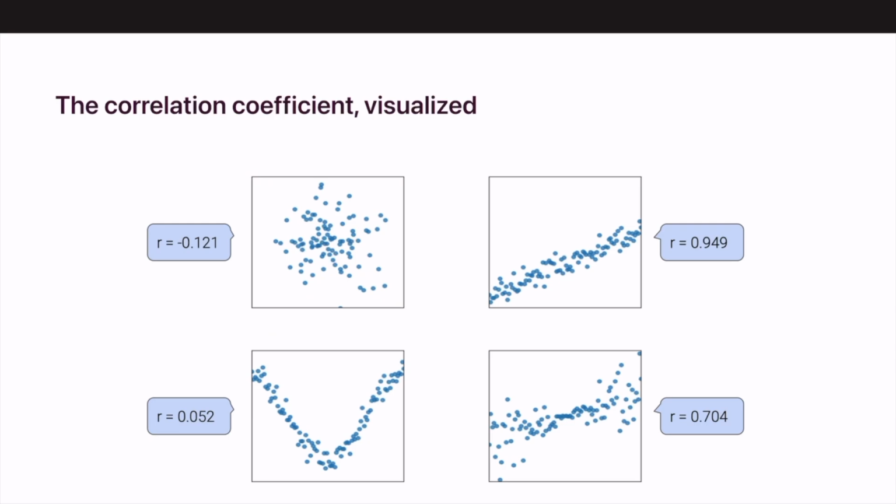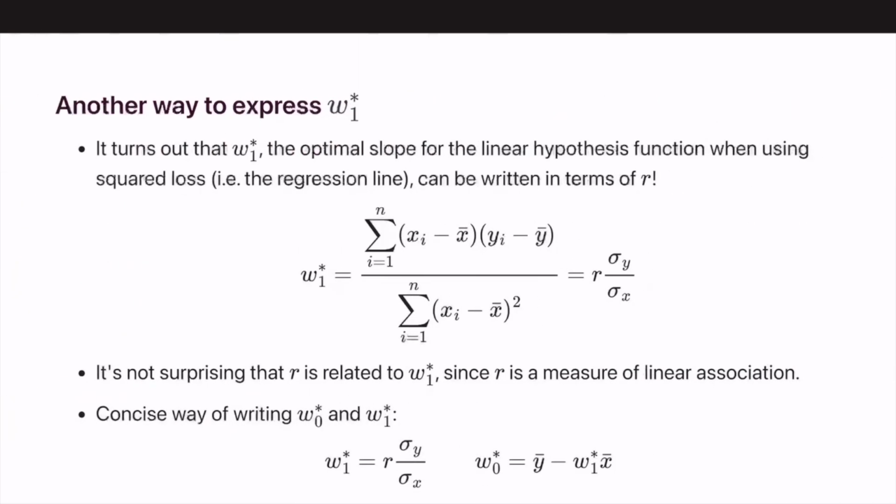Now let's bring it back to our formulas, because we said before that correlation and the formulas for the slope and the intercept belong together very tightly. And in fact, they do. We can see right here that the correlation can be found within these equations, and we want to explore this. Why is it that the optimal slope for the linear hypothesis can be written in terms of R?